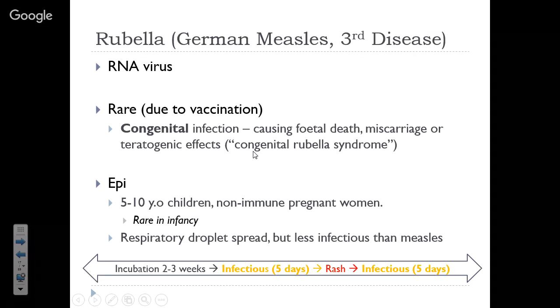And typically the incubation period would be about 2 to 3 weeks. Then they'll be infectious a couple of days before the rash, they'll get the rash, and then they'll be infectious after that as well. So it's quite a long period of infectivity for rubella.